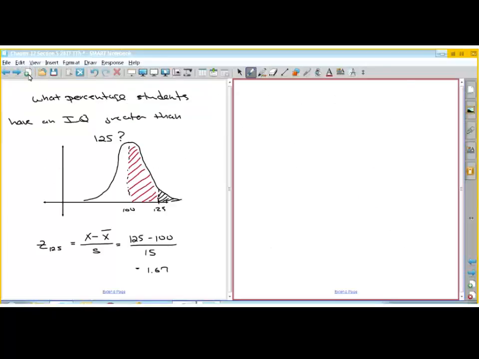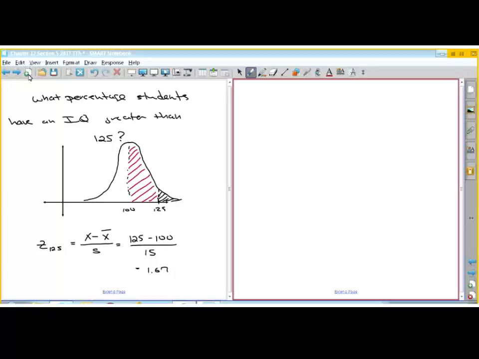So the next thing we're going to do is use the table. Go ahead and look in your table for a z-score of 1.67. And remember, this is just one long table, just accordioned. So you're just going to look for the column which has 1.67 in it under the z. Looks like the fourth set of numbers.